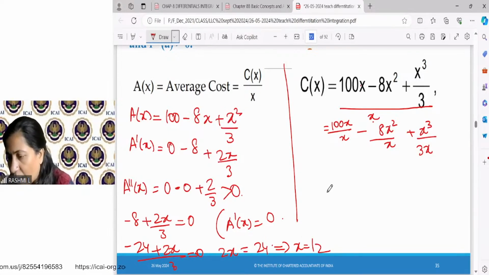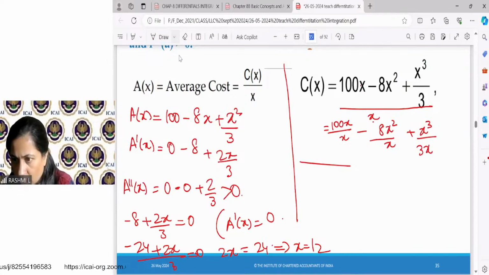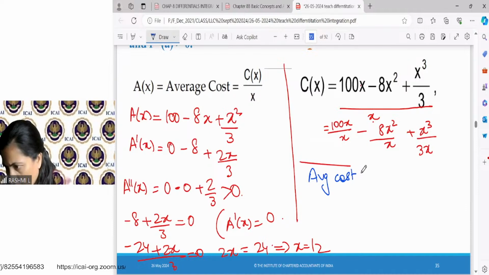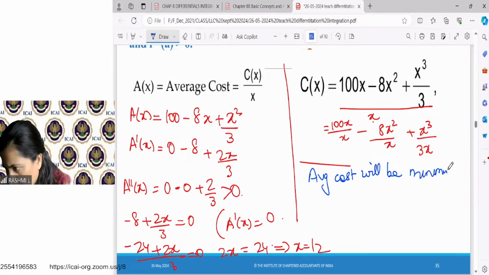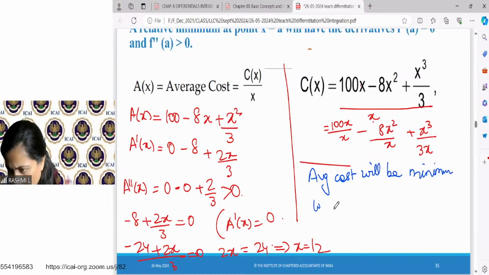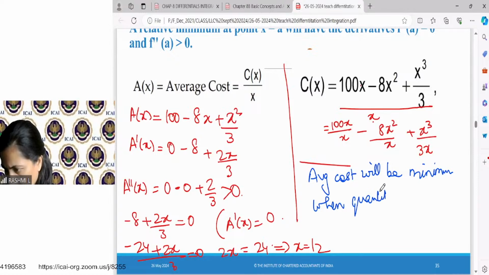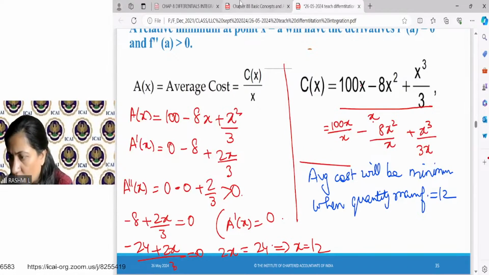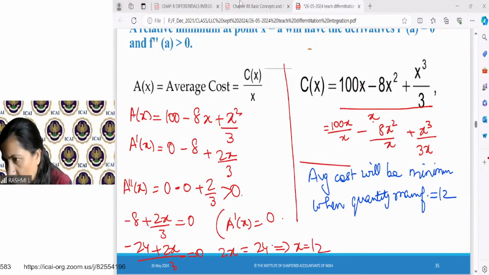So when will the average cost be minimum? When quantity manufactured is equal to 12. Okay. Understood this? Yes, 12. Yes, very good.